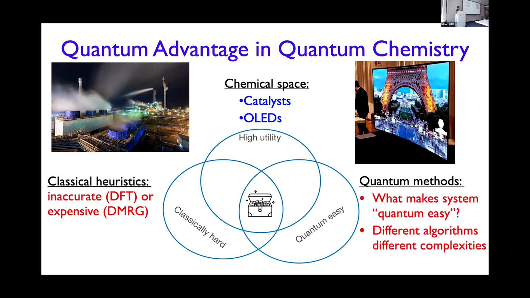And the third part, which I'm mostly going to be focusing on, is what makes essentially any system quantum easy or quantum amenable. The difficulty of this question is that, as in the classical case, there are few algorithms that one can consider, and different systems could be more amenable to one algorithm or another. So we would like to understand what makes a system quantum easy.